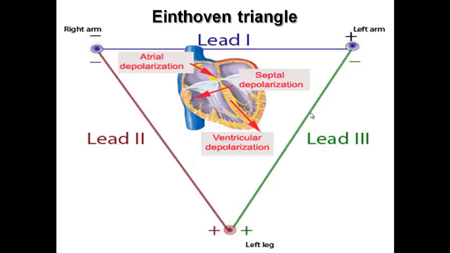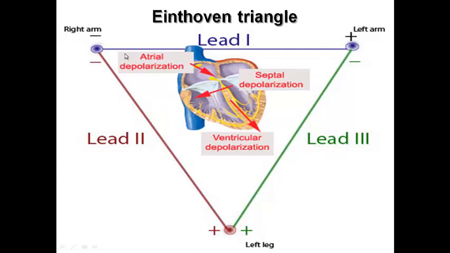We have something called Einthoven's triangle, made by a scientist called Einthoven, that described how each lead is seeing the heart. He showed this image which shows 3 bipolar leads. Lead 1 forms the base of the triangle, and has its positive pole towards the left arm and the negative pole towards the right arm.